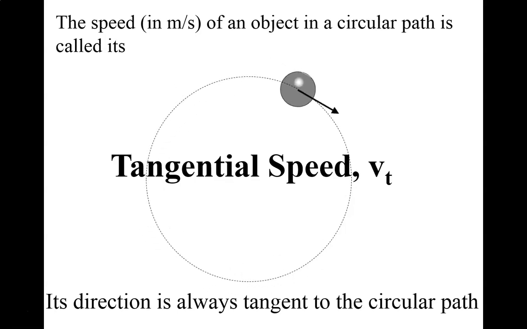Notice that the tangential velocity is always tangent to the circular path that it travels. If you've learned about tangents yet in geometry or algebra, math class, that sort of thing, it just basically means a line that kind of kisses a curve.